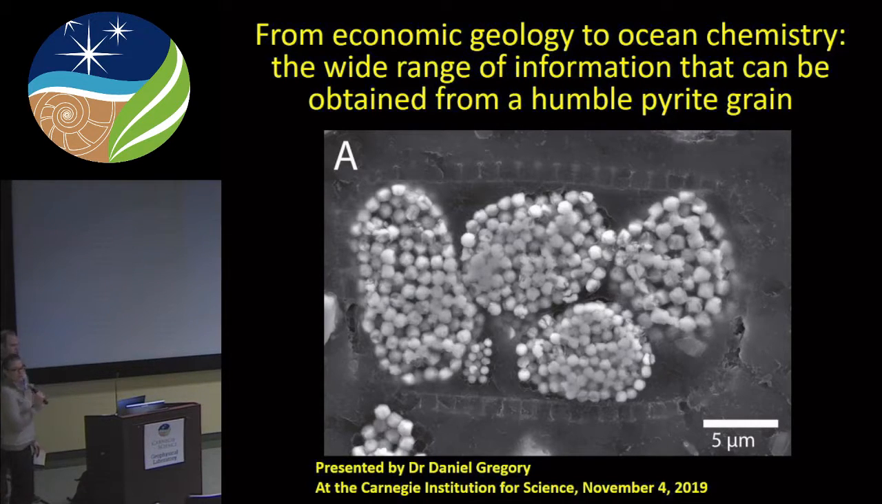Okay, it looks like we got most people in. So I'll go ahead and introduce Dan Gregory today. Dan received his bachelor's in chemistry and geological sciences from the University of British Columbia, and he did his PhD at the University of Tasmania in geochemistry with Ross Large. After that, he went on to do a postdoc at UC Riverside with Tim Lyons, and he is now a professor at the University of Toronto.